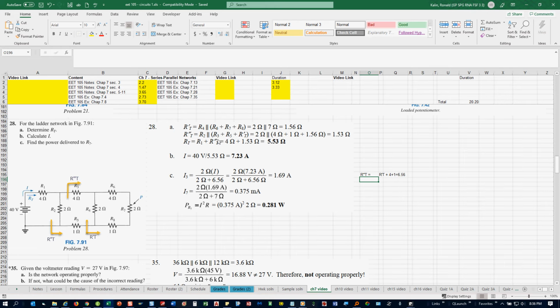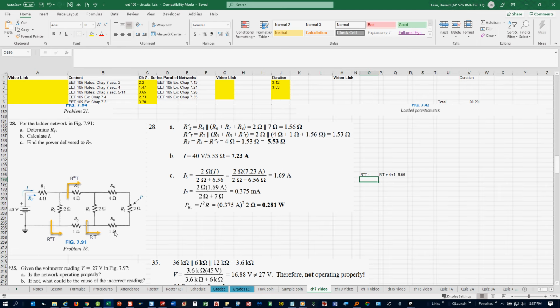So they're kind of skipping a lot of steps here. So I called R triple prime t these three together, okay? And there's a reason I did that. We'll get to it. R3 plus R5 plus R prime t is this, which is R triple prime t, which is 4 plus 1 plus 1.56, which ends up being 6.56, and in parallel with the 2 is 2 times 6.56 all over 2 plus 6.56, which is 1.53.